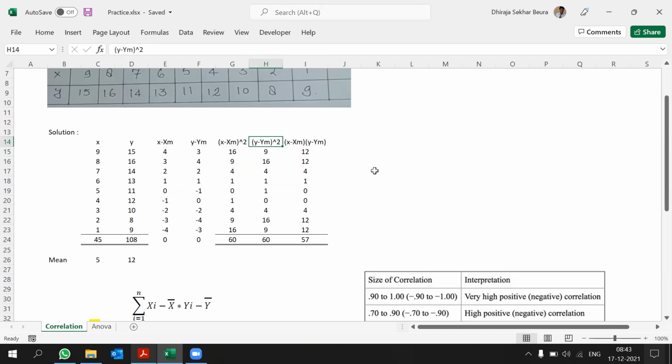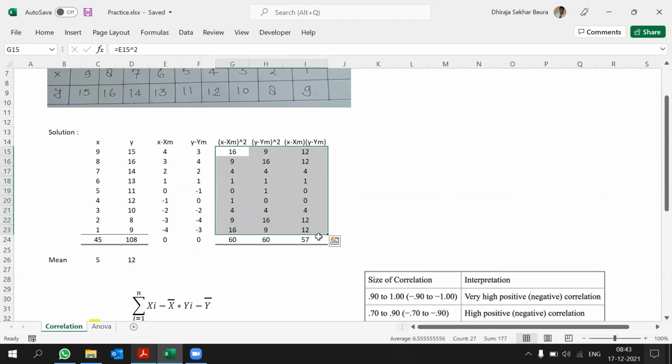Because that is not exactly what we are doing. I will tell you the difference between this sentence that I just said and this sentence I'm going to say. We are rather taking the total of the series for x minus xm into y minus ym, dividing by the total of the series for x minus xm square, multiplied by, again, the total of the series y minus ym square. So the total of the series is there because we're taking 60, 60, 57, not individual numbers, right?